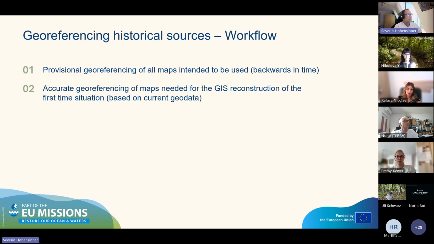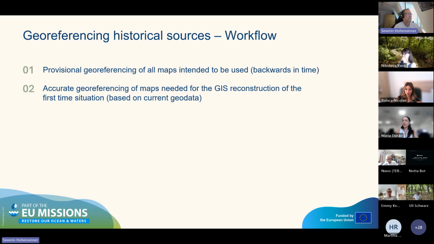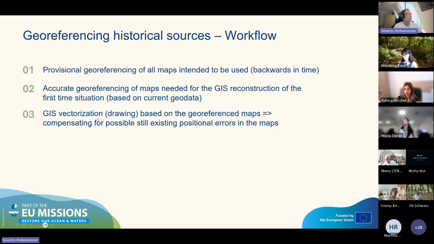In the next step, we accurately georeference the maps that we need for the first historical time situation. We will draw in GIS. For the first, we are based on the current geodata. Then we make the GIS map based on the more accurately georeferenced maps.